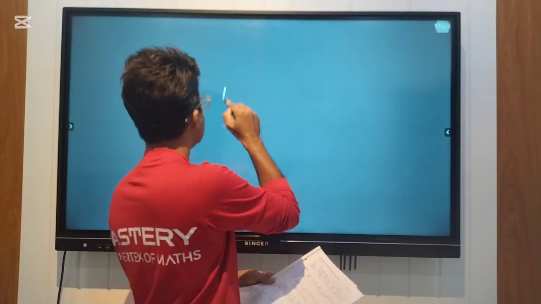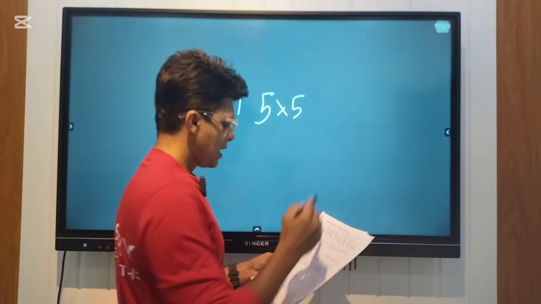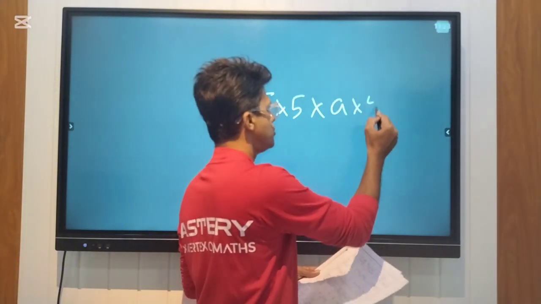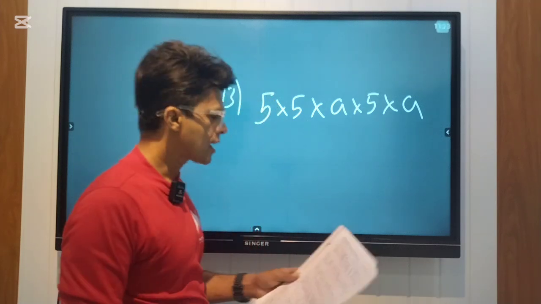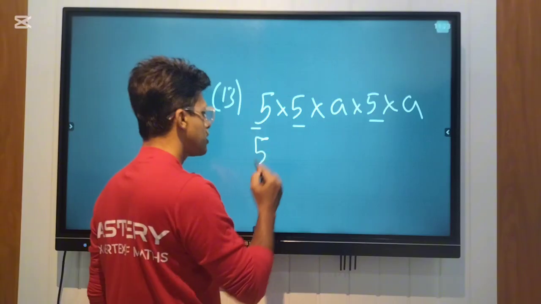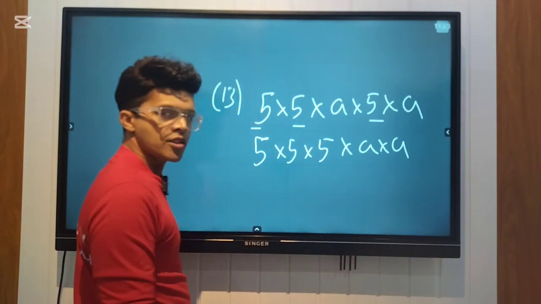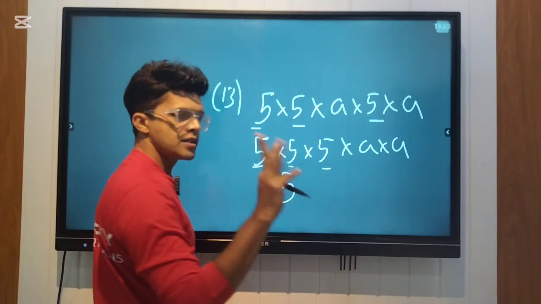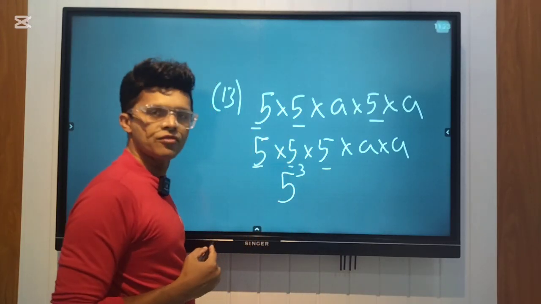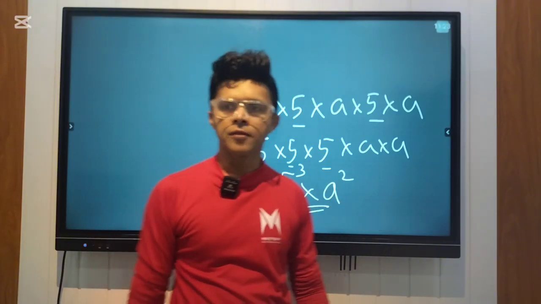So the 13th question is: write the following products in index form. Here 5, and the other one A into 5 into A. How do you write in index form? Here 5, here 5, here 5. So 5 into 5 into 5, then A into A. So 5 to the power 3, because you could see 1, 2, 3 fives, the digit 3. So therefore 5 to the power 3 here. A into A is A to the power 2. So this is the answer.